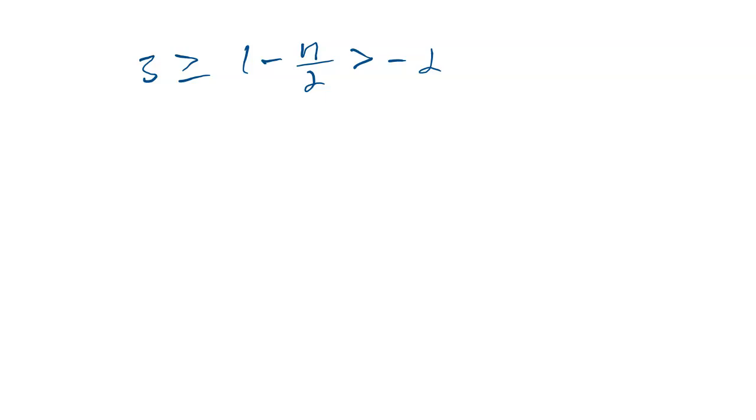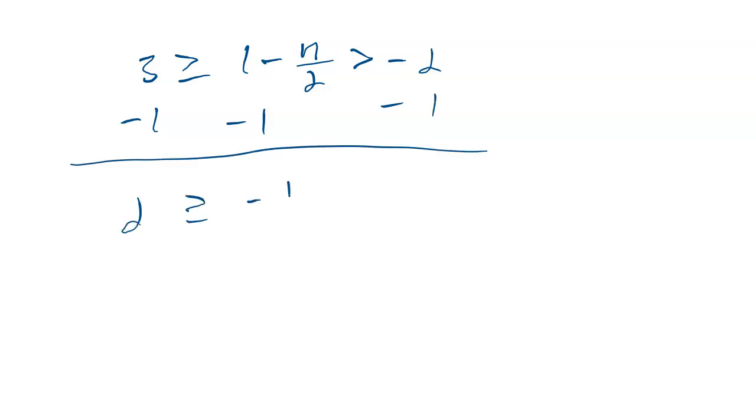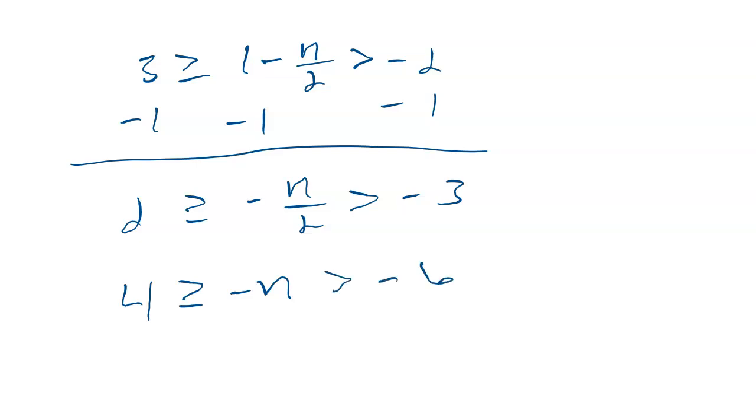Am I going to do this as a single inequality? You know what, I'm not going to break this into 2. So I'm going to subtract 1. I'm just going to be careful, though. And this will turn into 2, which is greater than or equal to -n/2, which is greater than -3, if I did that correctly. I multiply both sides by 2. I get 4 is greater than or equal to -n, which is greater than -6.